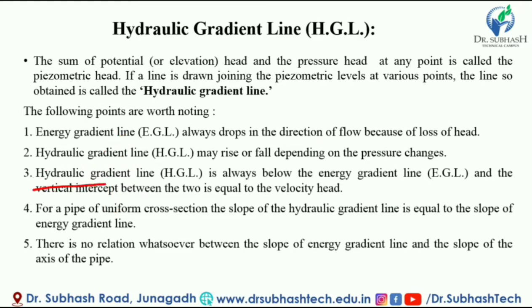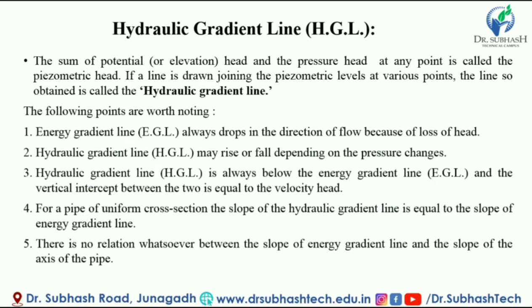Now, the hydraulic gradient line is always below the energy gradient line. This sentence says that the hydraulic gradient is lower than the total energy. It always happens because in the hydraulic gradient, kinetic energy is not considered. That's why the hydraulic gradient energy is always less than the total energy. So the hydraulic gradient line is always below the energy gradient line.